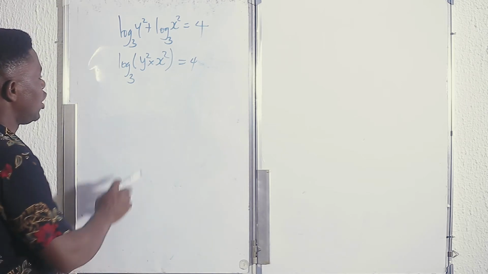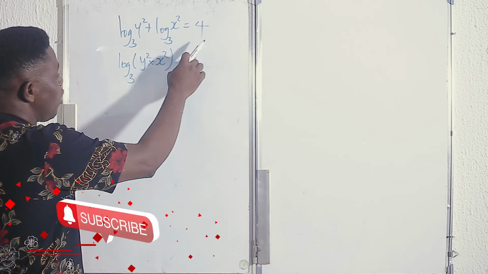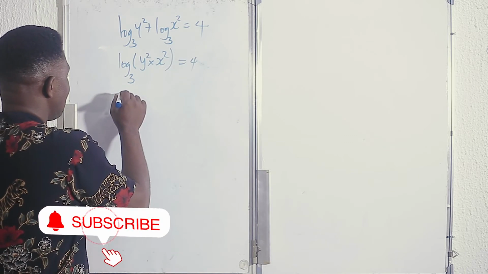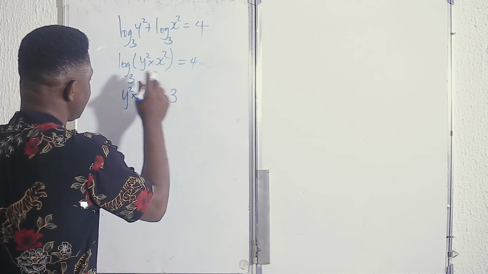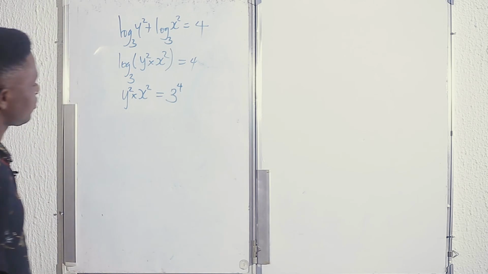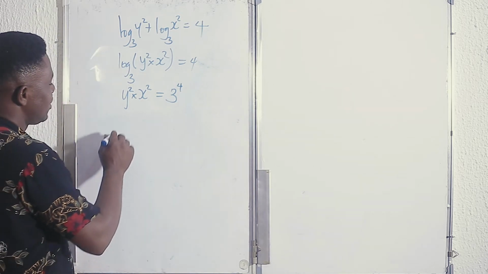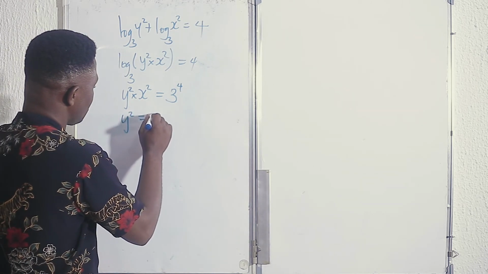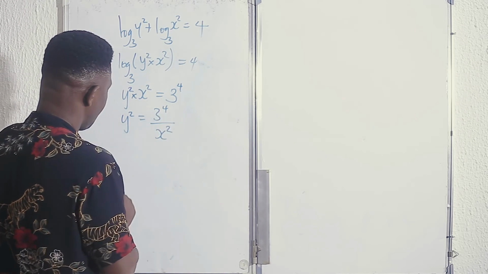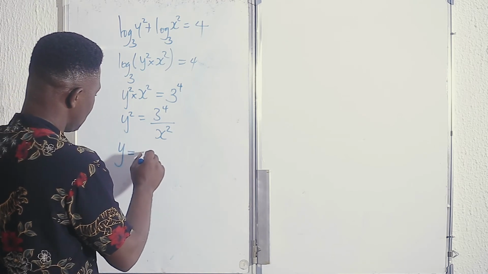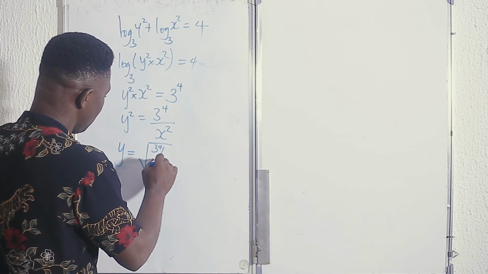Let us remove the log. To remove the log, what you do is to raise the base to the power of 4. So we have that y squared times x squared is equal to 3, which is the base here, to the power of 4. So now we can find y in terms of x. y squared is equal to 3 raised to the power 4 all over x squared. y is equal to the square root of 3 raised to the power 4 all over x squared.